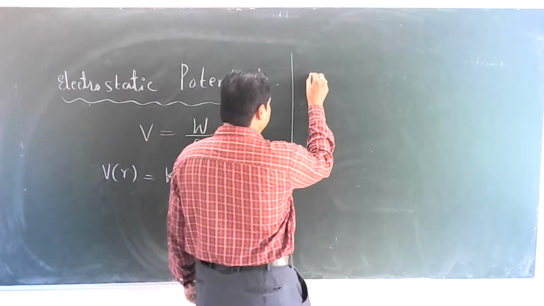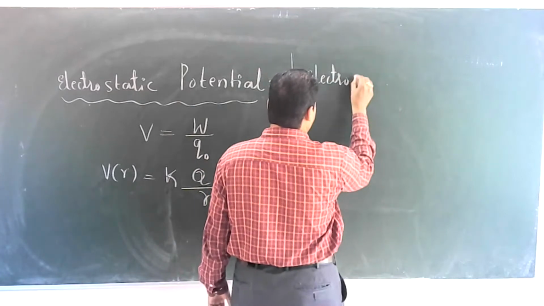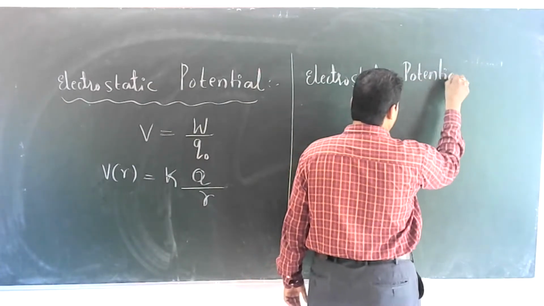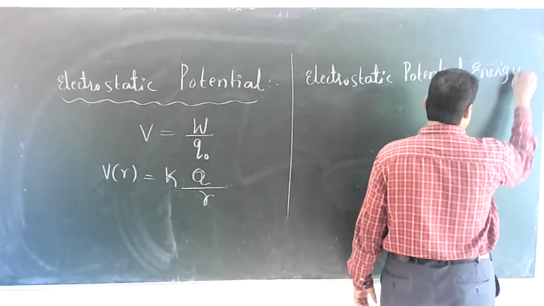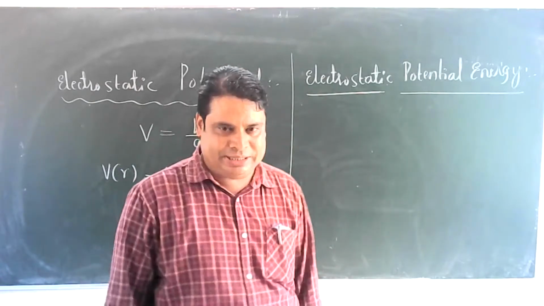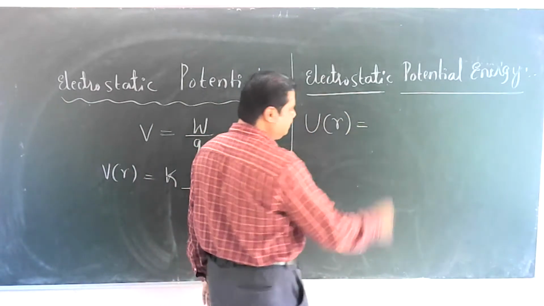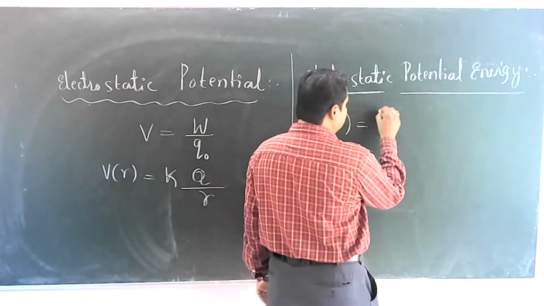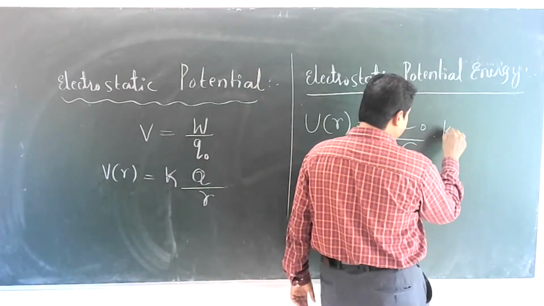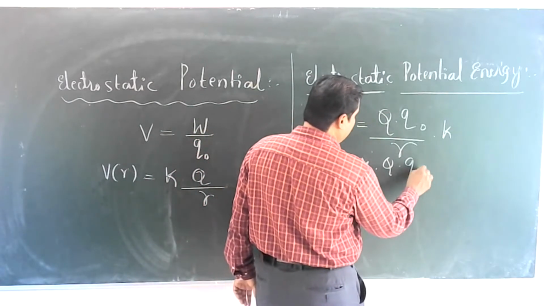We have one more term, electrostatic potential energy. We represent electrostatic potential energy, or simply potential energy, by U. Of course, U as a function of R is equal to k times source charge, test charge, say Q naught, divided by R. K is a constant. Let me write it very systematically: U(R) is equal to k Q Q naught divided by R.